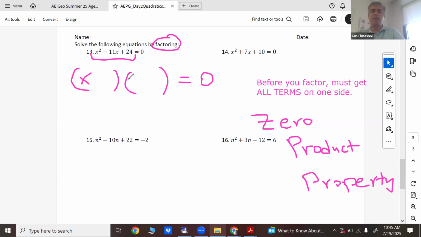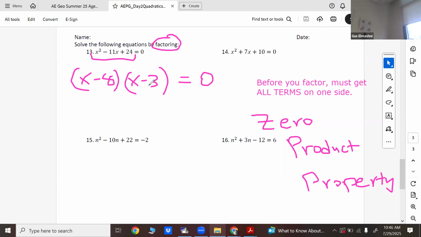Multiply to 24 and add to negative 11. What two numbers would that be? x minus 8, right? Correct. So do these two things multiply to this? You bet. These two things definitely multiply to this. If I FOIL, first, outside, inside, last, I get that.